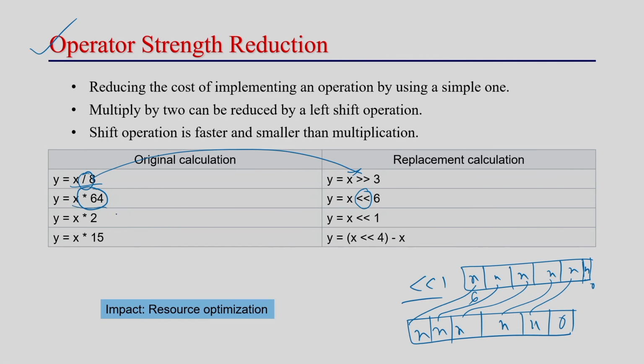X into multiplier, so it is 2 to the power 6. So, you just left shift by 6 bits. Multiplying by 2 is basically left shift by 1 bit, right.